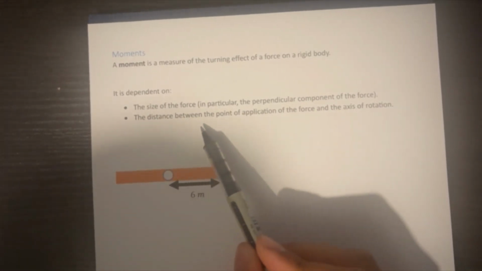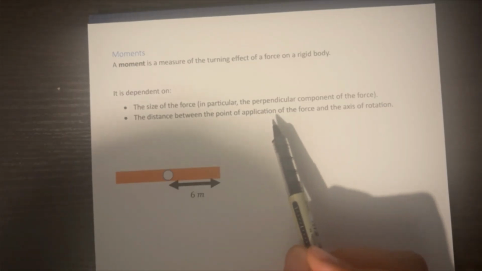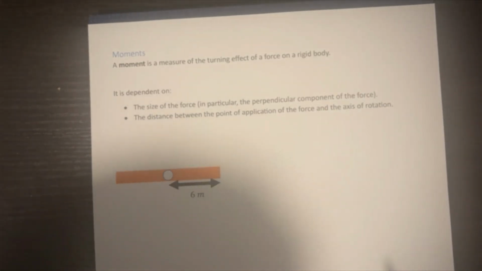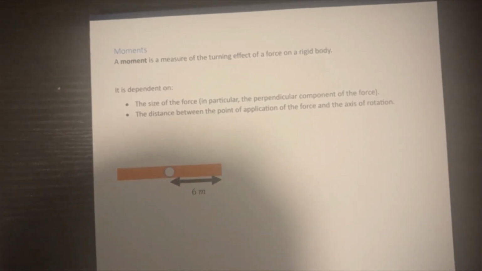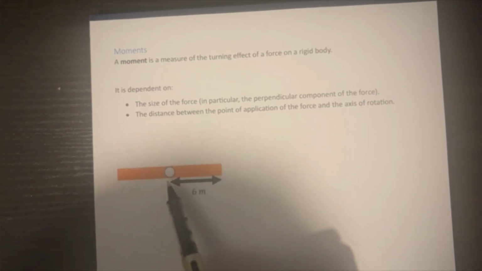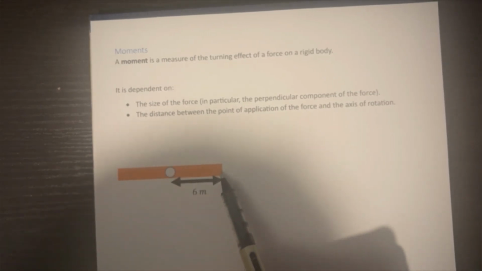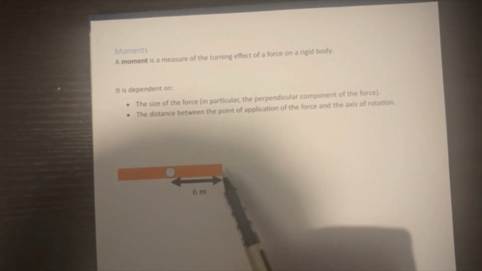And also the distance between the point of application of the force and the axis of rotation. So this is all about the turning effect of a force, and how it affects the rotation of a rigid body. We've got an example here. We have a rigid body, and the distance from this fixed point at the center to the edge is going to be 6 meters. And we're going to consider a couple of different situations.